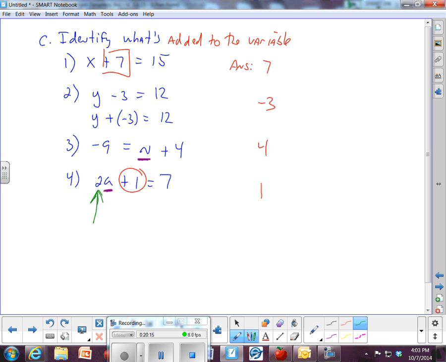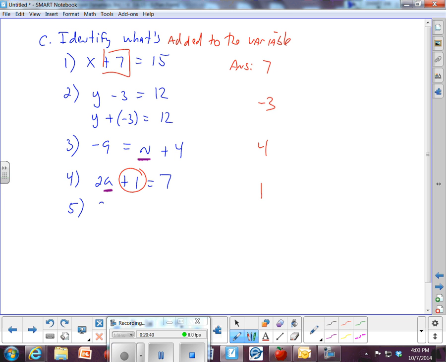So the 2 isn't added to the variable. The 2 is multiplied times the variable. We'll learn what to do with those next lesson. Right now we're just worried about what's added. And it's the 1 that is added to the variable, right? So again, I'm trying to give you a progression and show you all the possibilities. I mean, how about something like this?